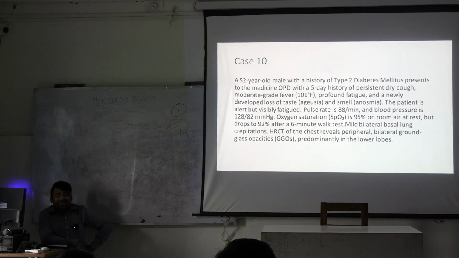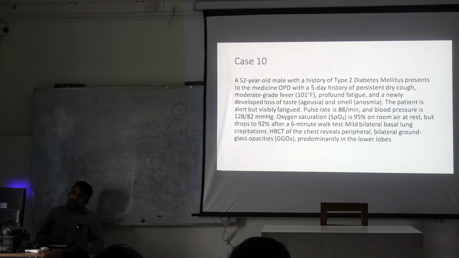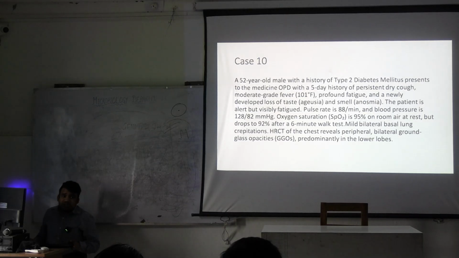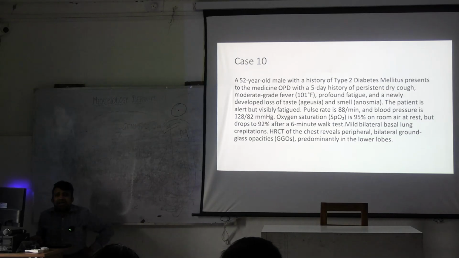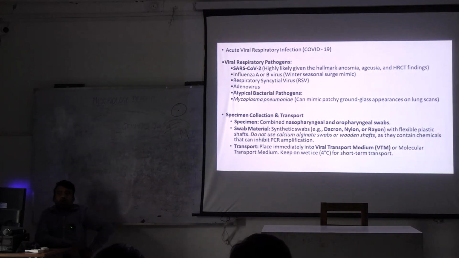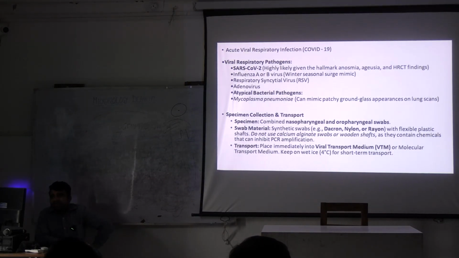BP normal, saturation 95 at room air, at rest, but after a 6-minute walk, saturation drops. Mane saturation drops on exertion. Bilateral crepitations can be seen. HRCT of the chest reveals peripheral bilateral ground glass opacities. So this is how a typical case of acute viral respiratory infection presents.